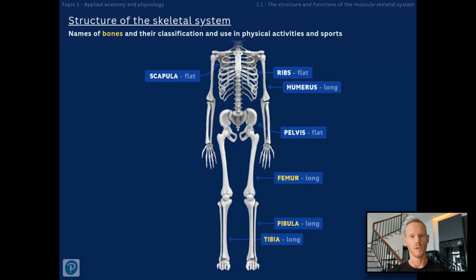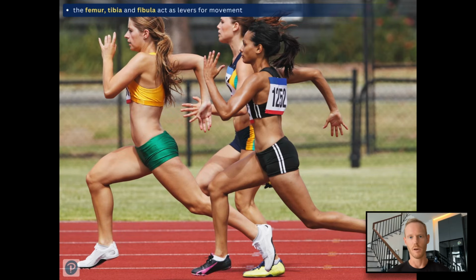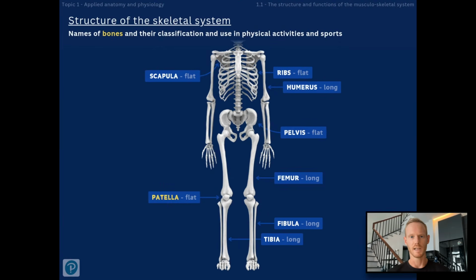The femur or thigh bone and the tibia and fibula in the lower leg are long bones. Note that the tibia is the larger of the two bones on the inside of the lower leg. Their primary role is to act as levers, enabling large gross movements like running. The patella or kneecap is a flat bone, although it's more commonly referred to as a sesamoid bone.